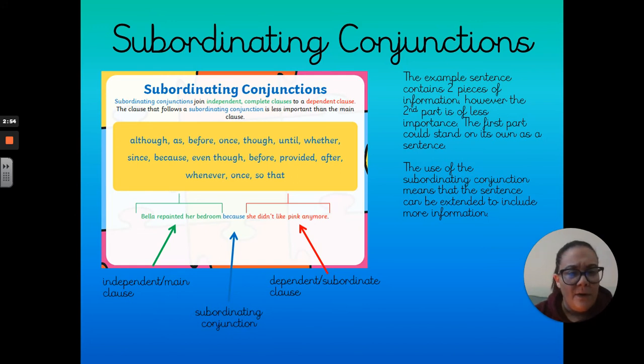You kind of want to know why she didn't like pink anymore, because otherwise the sentence doesn't really make any sense. So the use of the subordinating conjunction means that the sentence can be extended to include more information. So it goes from Bella repainted her bedroom as a simple sentence to Bella repainted her bedroom because she didn't like pink anymore. So it just enables you to extend that idea a little bit more.